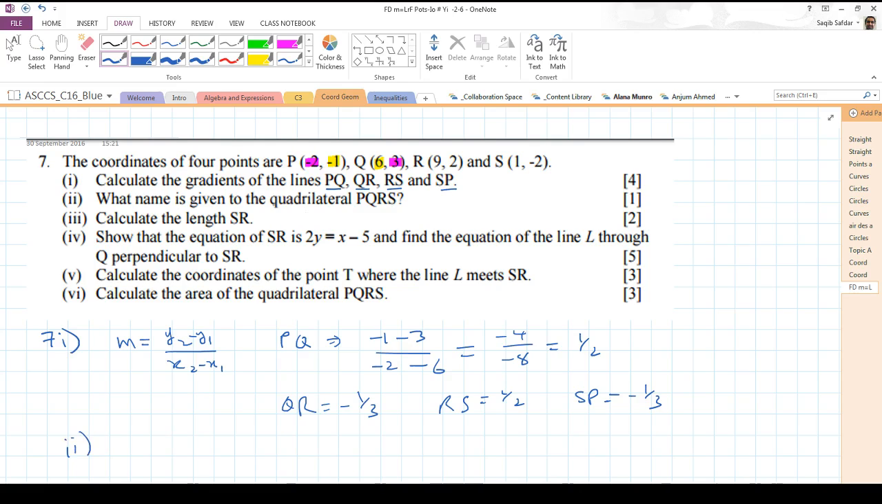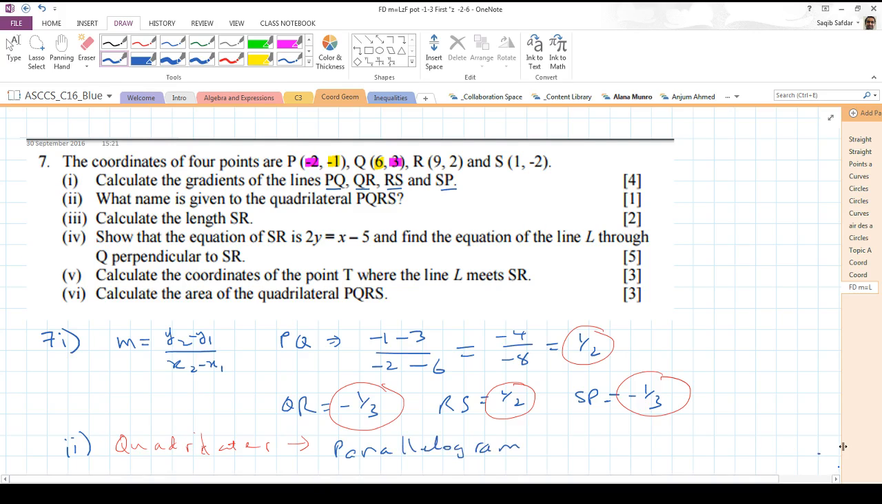Calculate the gradients. What is the name given to the quadrilateral PQRS? Any ideas? Parallelogram. So we've got 2 sides which are the same, but these 2 also have the same gradient. A rectangle would be perpendicular. All the sides would be perpendicular. So we know it's a 4-sided shape, so it has to be a quadrilateral. But what sort of quadrilateral? Parallelogram. Okay? So here we get a parallelogram.